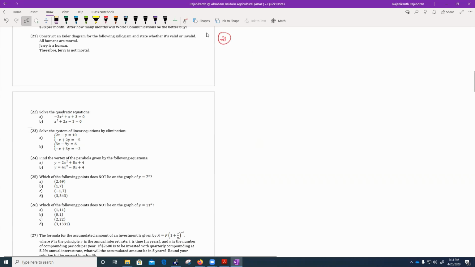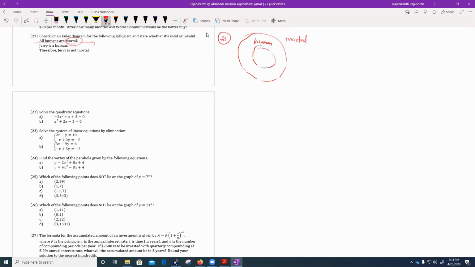Question 21. Construct an Euler diagram for the following syllogism and state whether it is valid or invalid. You are given three statements. First, all humans are mortal. If you look at the first one, remember we did this in class. First, we make two circles, with one a subset of the other. I'm drawing the two circles. The big one is the second object, which is mortal. So all humans are mortal. This is the picture for the first statement.